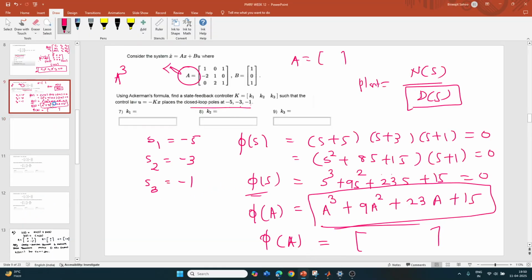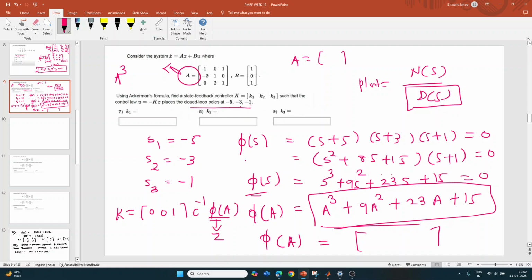What you need to find out is this matrix K equal to K1, K2, K3. For that there is a simple formula. It is discussed in the lectures, you can go and see: K is 0 0 1 into phi C inverse into phi of A. This phi of A is nothing but your Z.